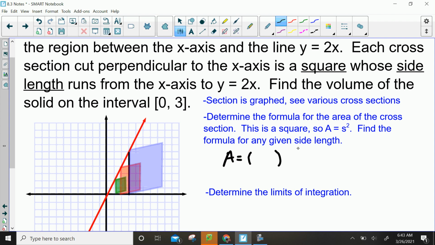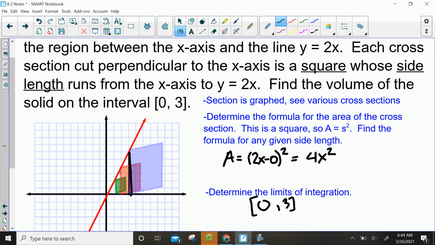So we know that the area of the square is S squared, but what is our side length? Well, our side length here is the distance from top to bottom. The top is 2x and the bottom is 0. And then we are squaring that. So basically we have 4x squared. We are determining the limits of integration. We are going from 0 to 3 because I wrote it down for us.